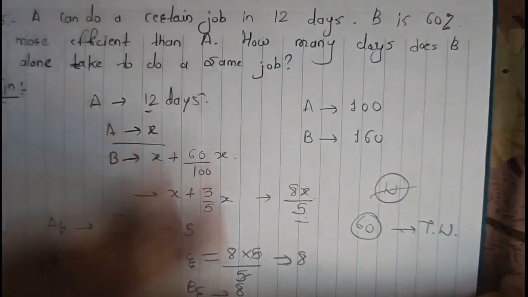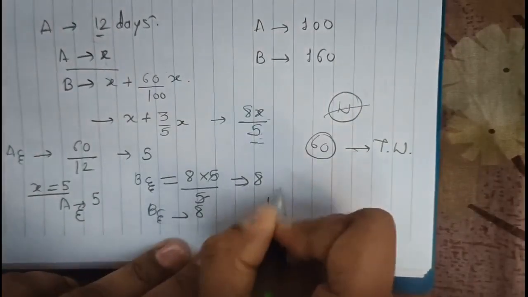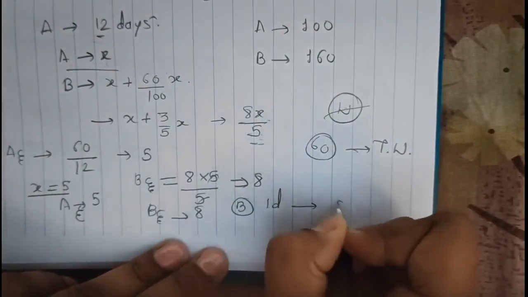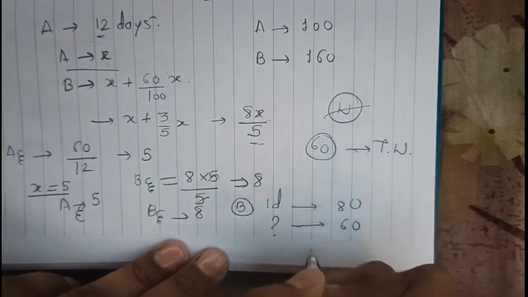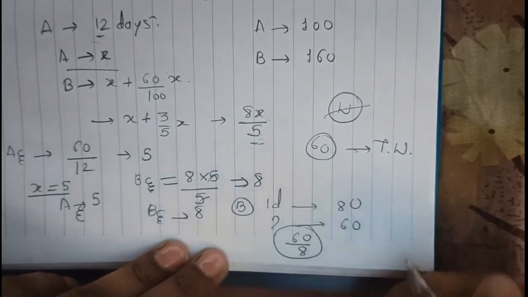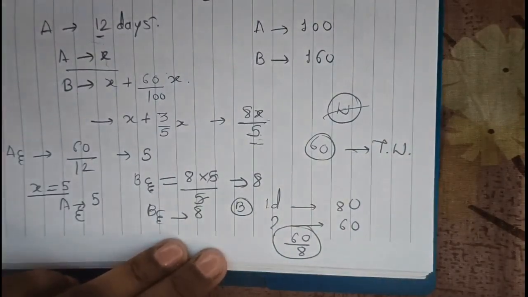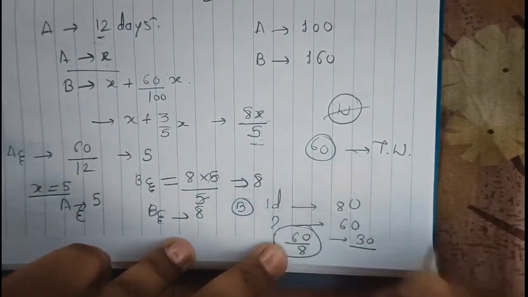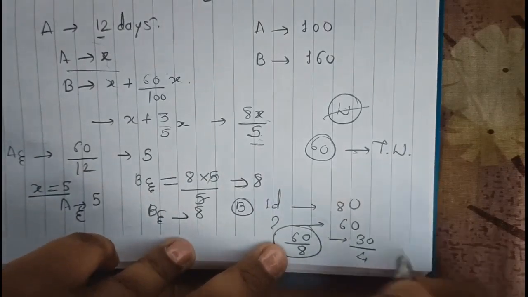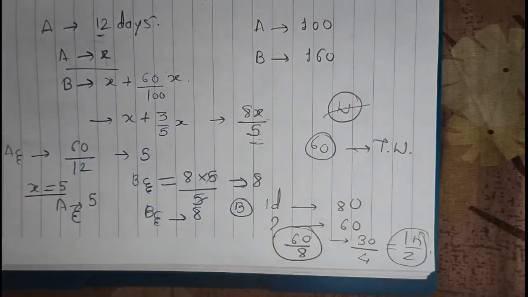So how many days are required for B? In one day, B can complete 8 units of the work. So in how many days can he complete 60 units of the work? That is 60 by 8. If we divide by 2, it is 30 by 4, which is 15 by 2 simply. So 15 by 2 days will be required for B to do the job.